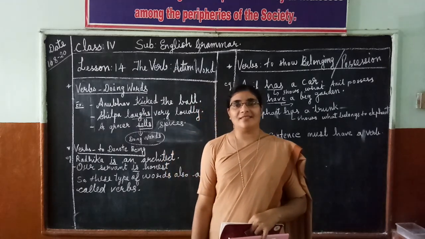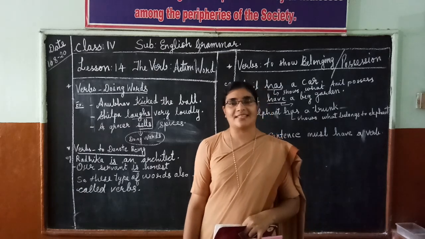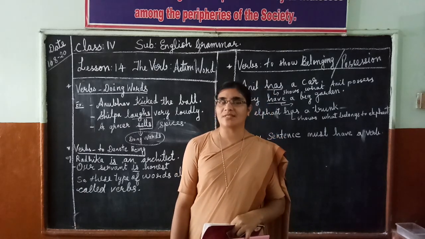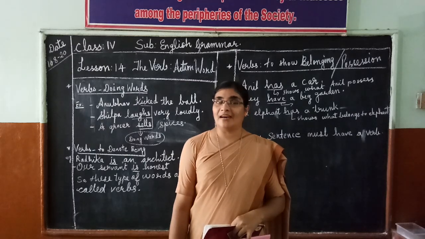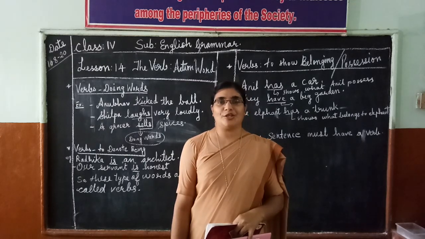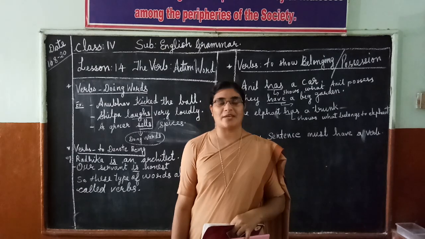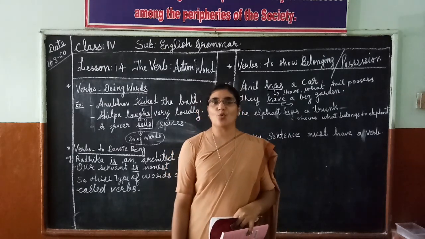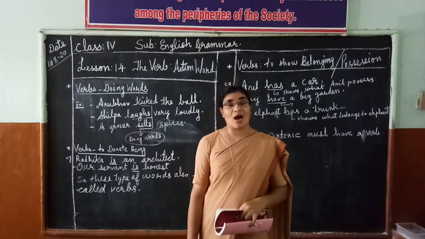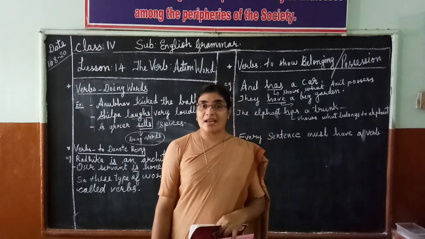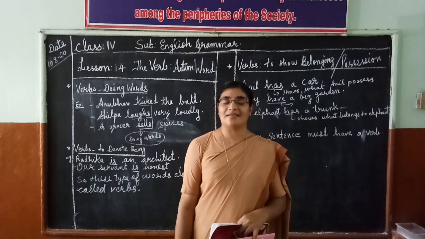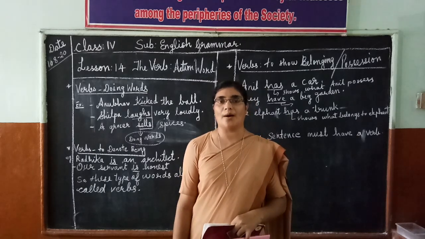When we were learning the previous lessons, we learned that according to their functions, words are used in different ways. Especially, we learned the parts of speech. There are 8 parts of speech and we have already covered 2 of them, that is noun and pronoun. Now the next one under the parts of speech is the verb.